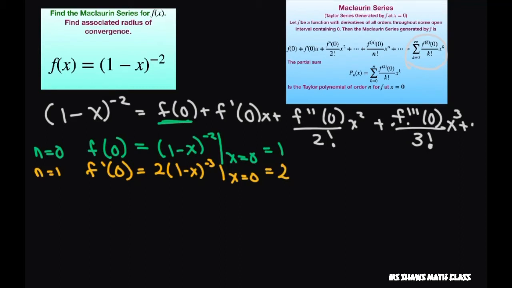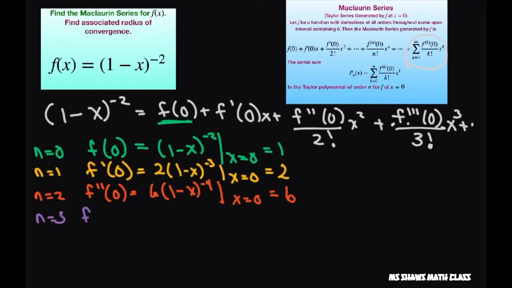All right, the next one, let's try when n is 2. So we have f double prime of 0. That's going to equal 6 times 1 minus x to the power of negative 4. When you evaluate that at x equals 0, we're going to get 6. And let's try one more. So when n equals 3, we have f triple prime of 0. That's going to give me 24 times 1 minus x to the power of negative 5. And then you evaluate that at x equals 0, we're going to get 24.